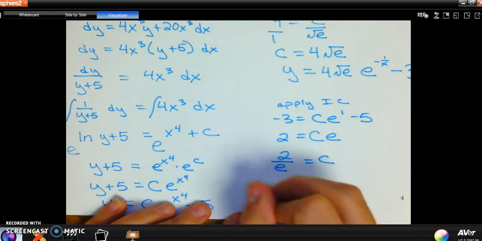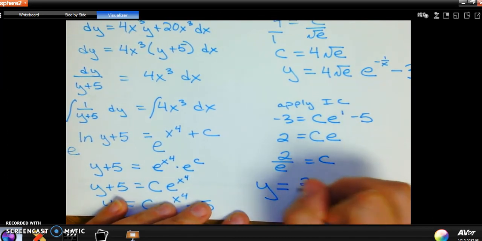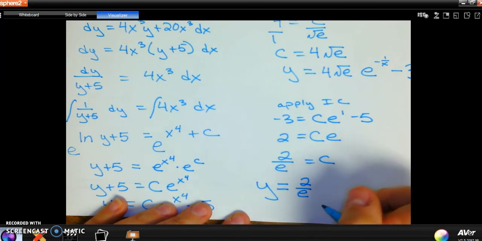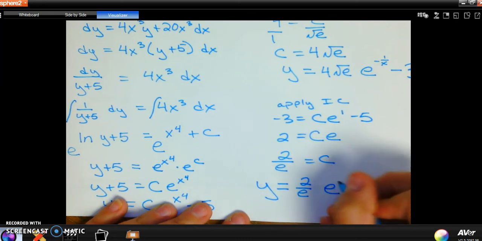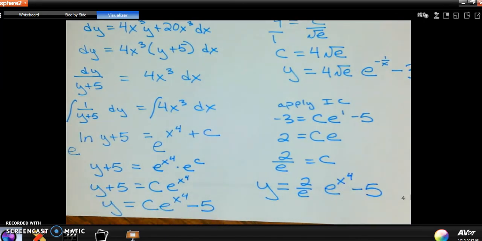And so then you're going to plug that back in. Your final answer is y equals 2 over e, or you could write it as 2 times e to the -1, either or, times e to the x to the 4th, minus 5. And that would be your final answer on that one.